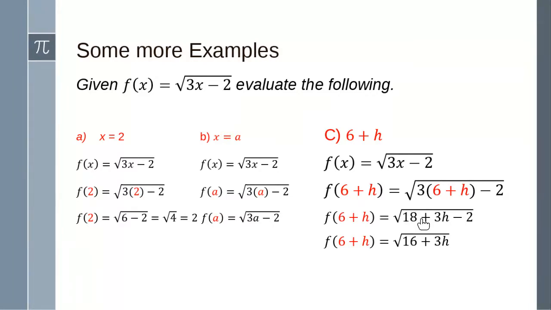I have two like terms. I have constants, an 18 and a negative 2, and I can combine these two. So 18 minus 2 is 16 plus 3h. And again, I can no longer simplify it, so I'm going to leave my answer as is. So when my input was 6 plus h, the output is just going to be the square root of 16 plus 3h. Okay. Any questions so far on evaluating functions? Great, awesome. So let's move on forward.